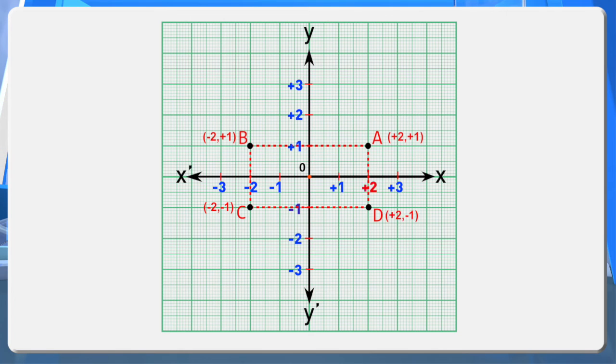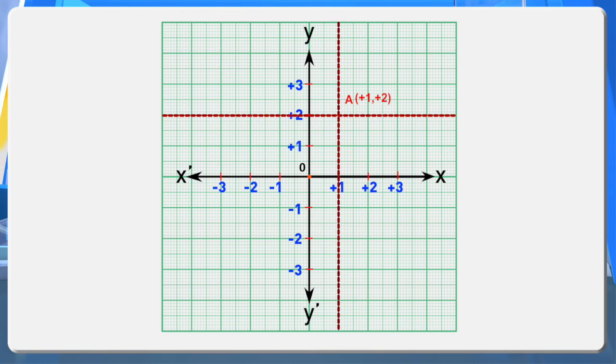Let's see how to plot a point where the x coordinate is 1 and the y coordinate is 2. Since the x coordinate is 1, we have to consider a point above the number 1 on the x axis. Since the y coordinate is 2, we have to consider a point in line with the number 2 on the y axis. This is how we plot the point on a graph.